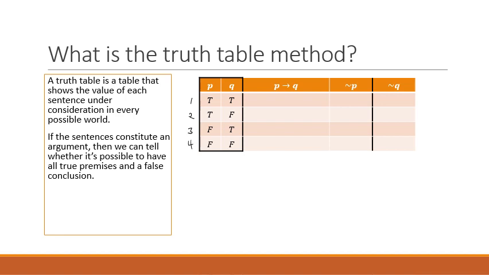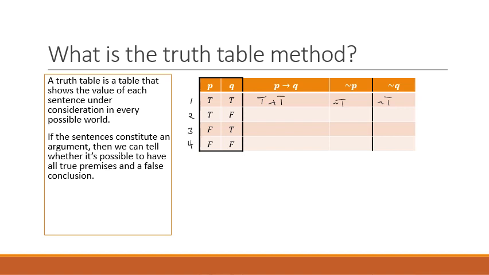So for instance, in row 1, if you're looking at this first sentence here, P arrow Q, then you would substitute true for P and true for Q in order to figure out what the value is. Similarly, you would substitute true here, and you would substitute true here. That tells you what you need to do in order to do the calculation. And then you do that for each row, and that will allow you to calculate the value of each sentence in each possible combination.